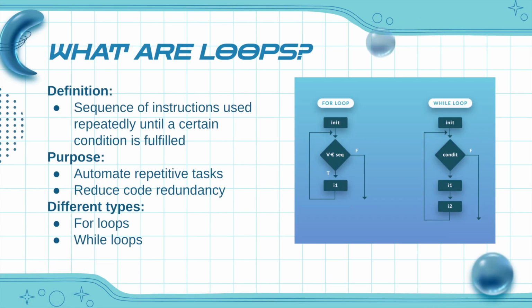So, what are loops? Loops are a sequence of instructions that are executed repeatedly until a certain condition is met. This allows your program to perform the same action or code over and over again until a specific requirement is satisfied. The main purpose of loops is to automate repetitive tasks. Instead of writing the same code multiple times, you can use a loop to automate the process. This not only saves time but can also help avoid redundancy, which makes your code cleaner and easier to maintain. In Python, there are two primary types of loops, for loops and while loops, and I'll explain the difference next.